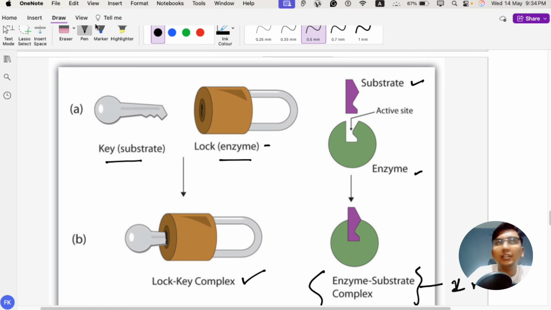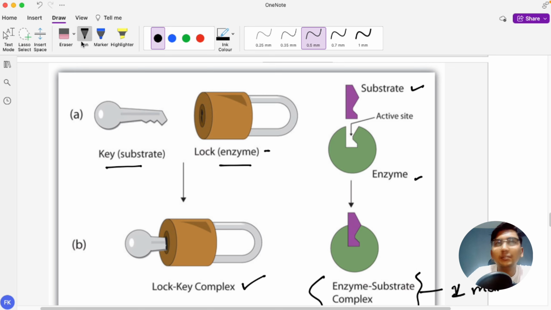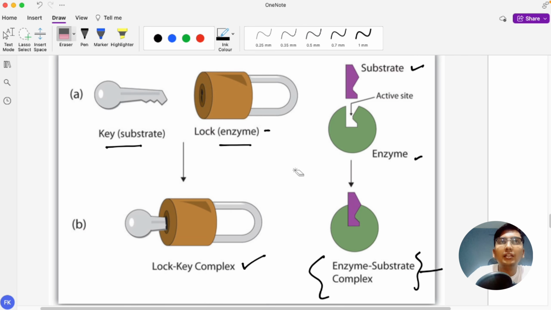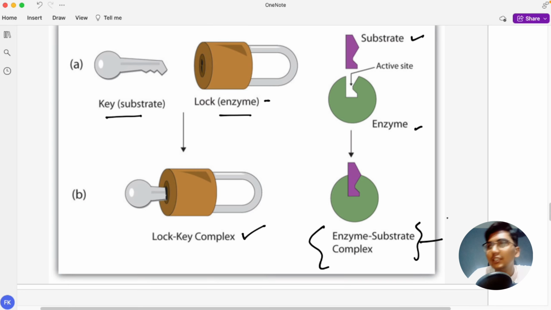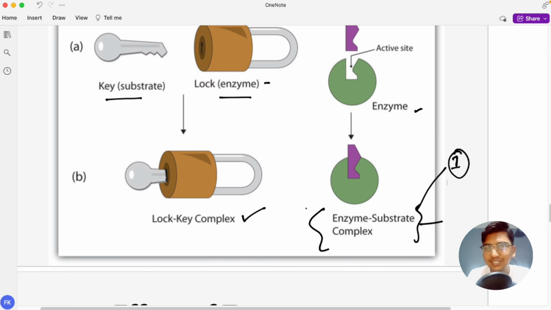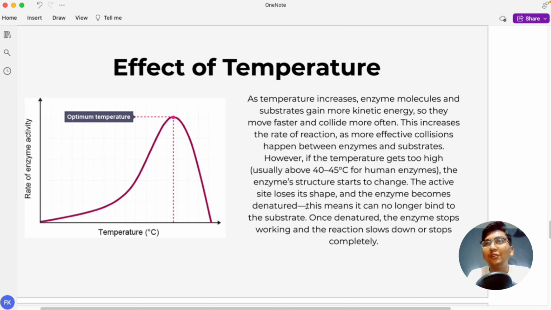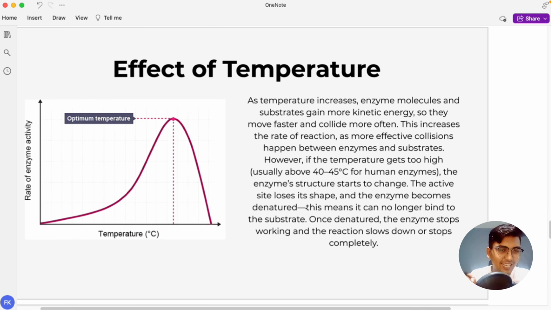Okay, let me erase this thing. Let me draw it more carefully. These actually hold 1 mark for a 3-mark question. For example, you need to mention the key is the substrate, the lock is the enzyme. This is 1 mark and this is 1 mark, and how they bind to one another, this is another mark.